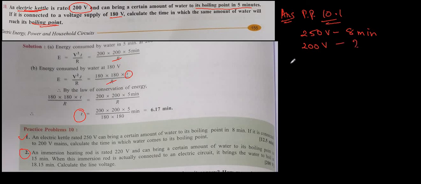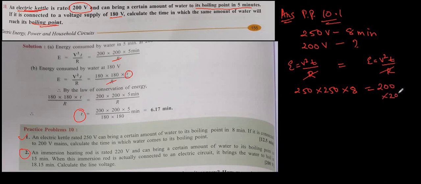So the same sort of method. Here E is equal to V squared t upon R, and here E is equal to V squared t upon R. Both of them remain the same, so these R and these R cancel. So 250 multiplied by 250 multiplied by 8 is equal to 200 multiplied by 200 multiplied by t. So this 200 and this 200 come down. So t is equal to 250 multiplied by 250 multiplied by 8 upon 200 multiplied by 200.